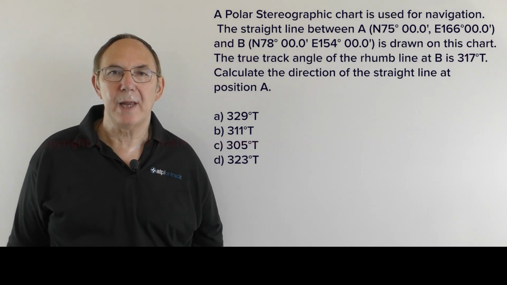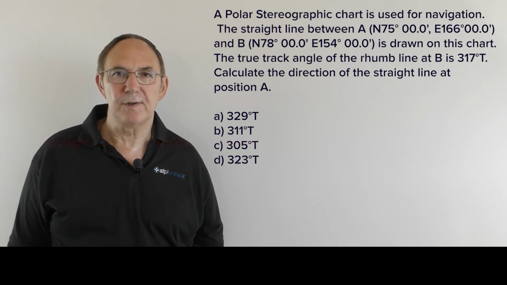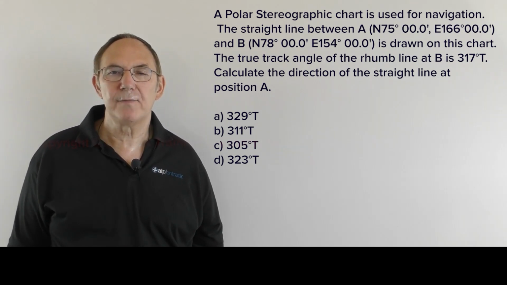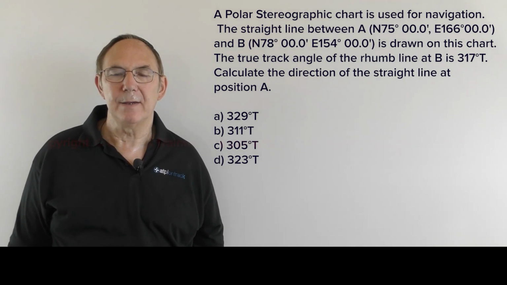In this question, it tells us that the straight line between A, north 75, east 166, and B, north 78, east 154, is drawn on a chart. The true track angle of the rhumb line at B is 317 degrees true. Calculate the direction of the straight line at position A.